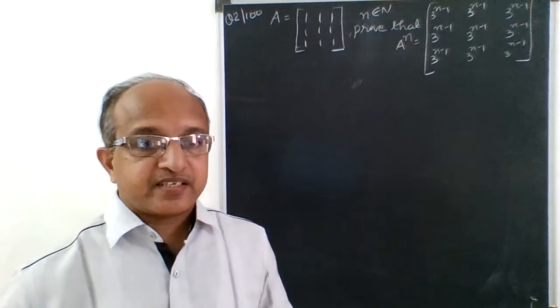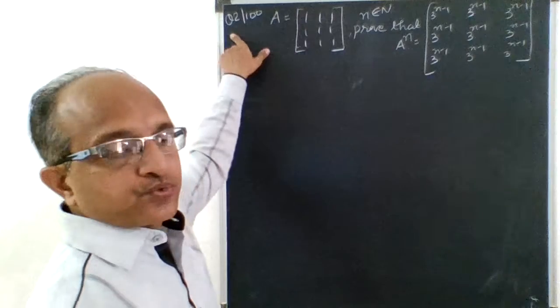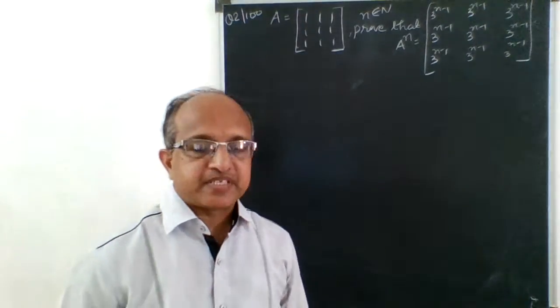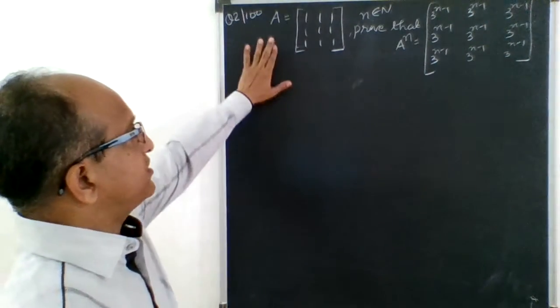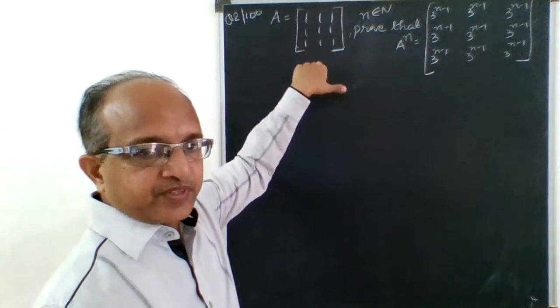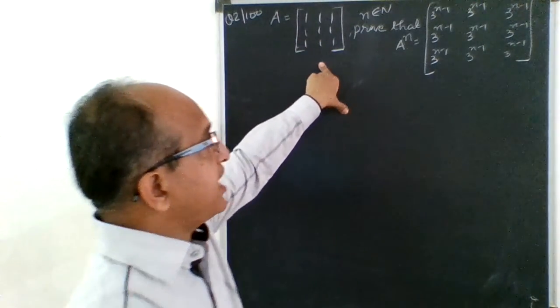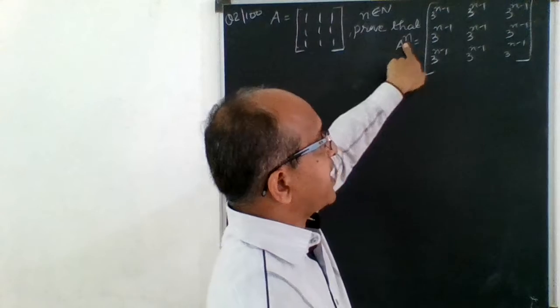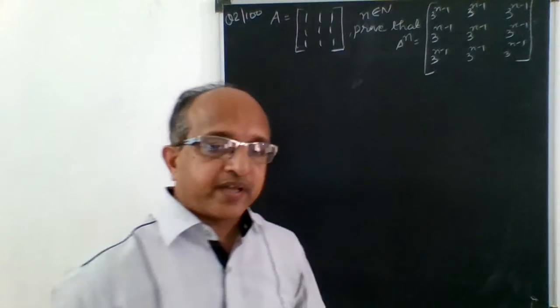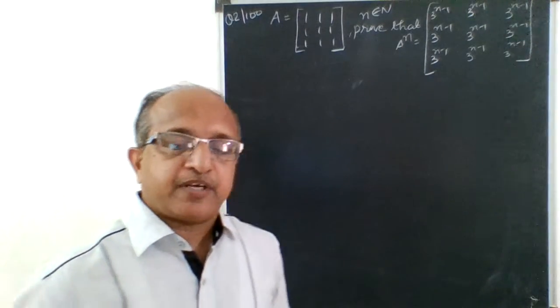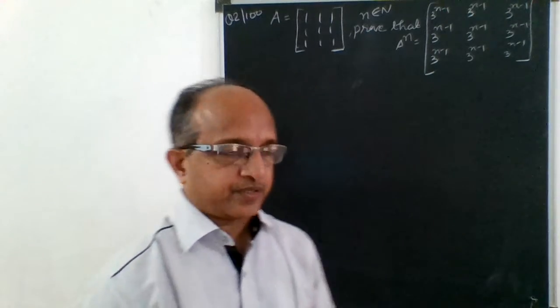Hi students, let's take the next question, question 2, page number 100 from the miscellaneous exercise. Here A is a given 3 by 3 matrix and we have to prove that A raised to n is equal to this. Again, we will prove this by the principle of mathematical induction.